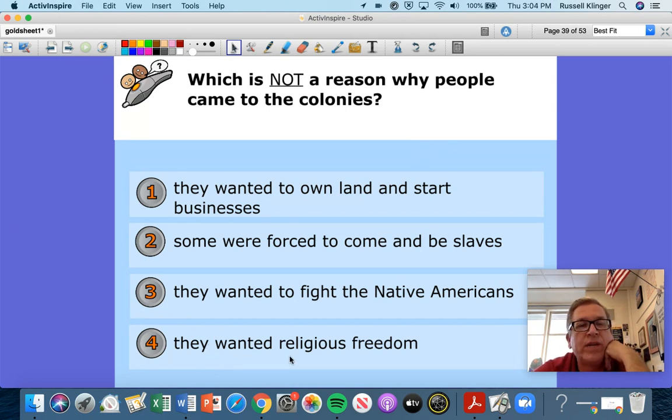Well, we know they wanted religious freedom, many people did, so that can't be the answer. Were some forced to come and be slaves here? Sure. Did some of them want to own their own land and start businesses? Absolutely. They were capitalists, right? They were hardcore capitalists. How about, did some just want to fight Native Americans because they wanted to pick a fight? Not really. Nobody came here just with the idea to pick a fight with Native Americans. So number 3 is the correct answer here. This is not why people came. They were not interested in confrontation. Though they had confrontation, that's not why they came here.